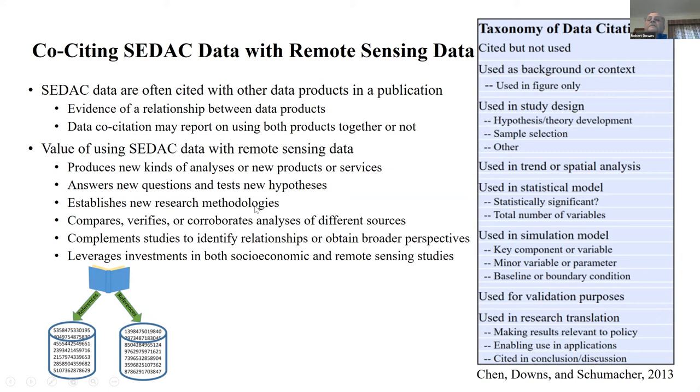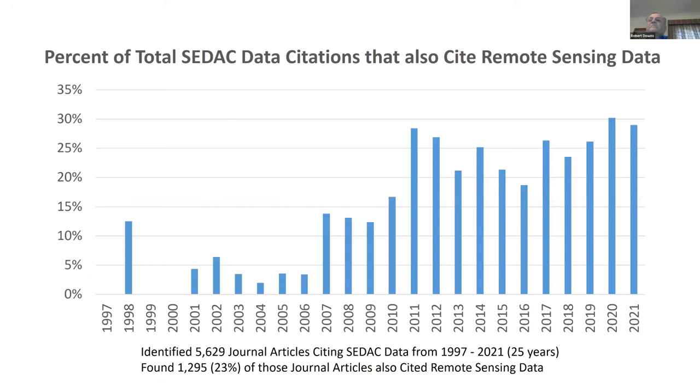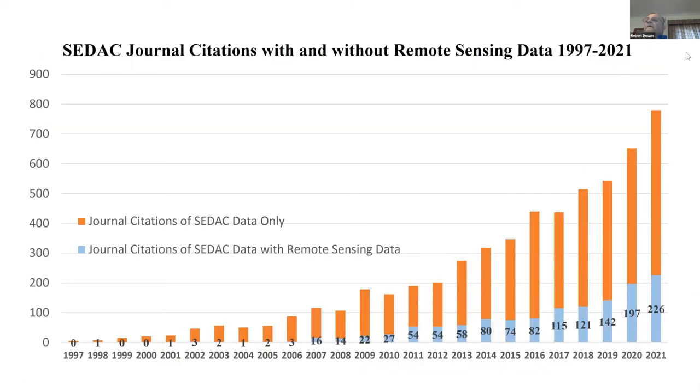And those bring new kinds of analyses, questions being asked, new hypotheses, new methodologies, and ways to compare or verify corroborating data or complement studies or even to leverage our investments. So what we're looking at here now is 25 years of citations of CDAC data, and these are the percentage of the total CDAC data citations that also cite remote sensing data. And here you have a different picture of the same thing, where we can see that both are growing over the years.